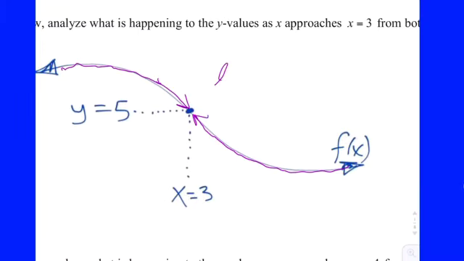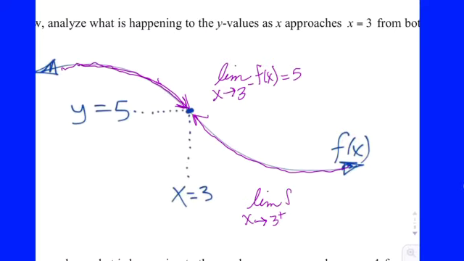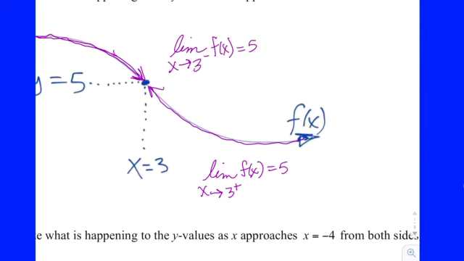Practicing the notation, we'll say the limit LIM as x approaches 3, we'll do the left side first. That means we are approaching from the left side. So we're actually moving to the right when we approach from the left side. Of our function f of x is 5. And then the limit LIM as x approaches 3 from the right-hand side of the function f of x is also 5. And then just for kicks and grins, f of 3 is what?